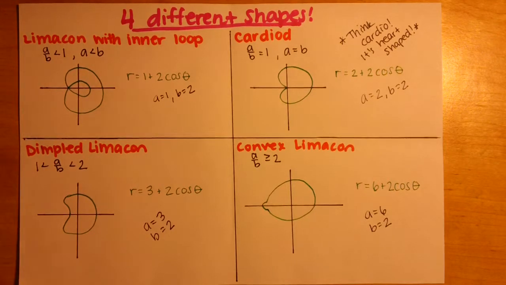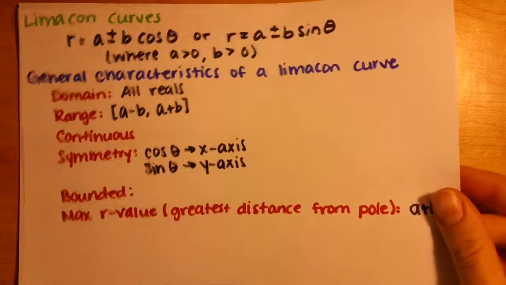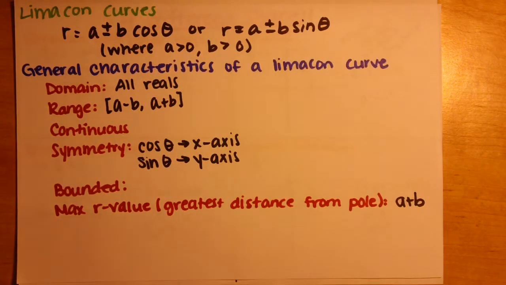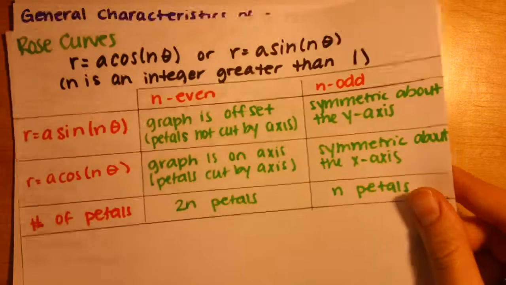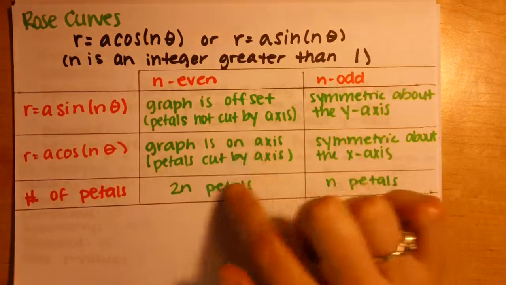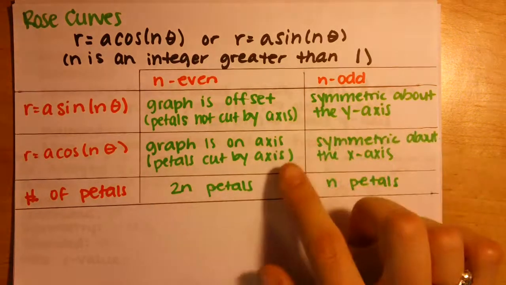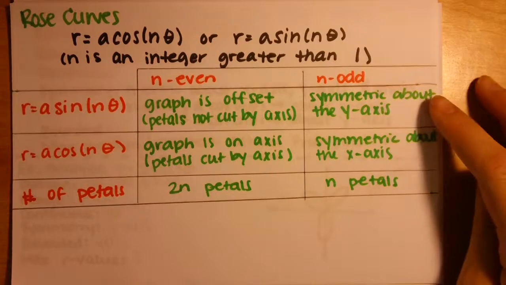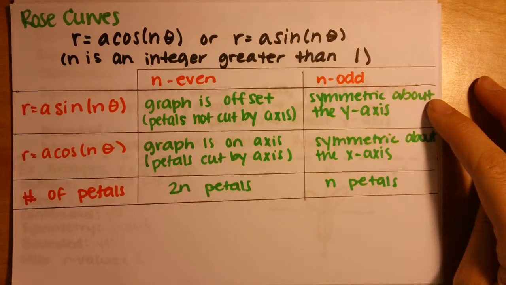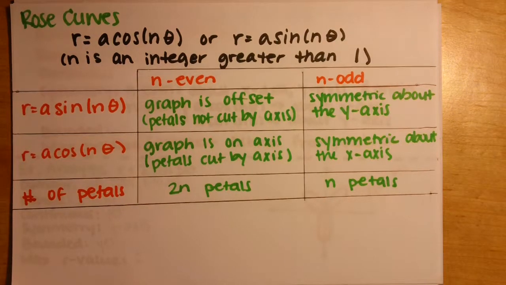Some important takeaways are the 4 different shapes of the limacon curve, the general characteristics of a limacon curve, and the general characteristics of a rose curve. For rose curves, if it's even, the axis is not going to cut sine theta. If it's even, the axis will cut the petals of cosine theta. If it's odd, sine is symmetric about the y-axis, and cosine will be symmetric about the x-axis.